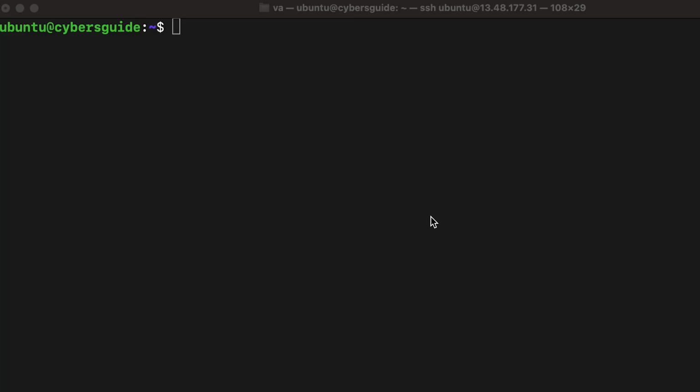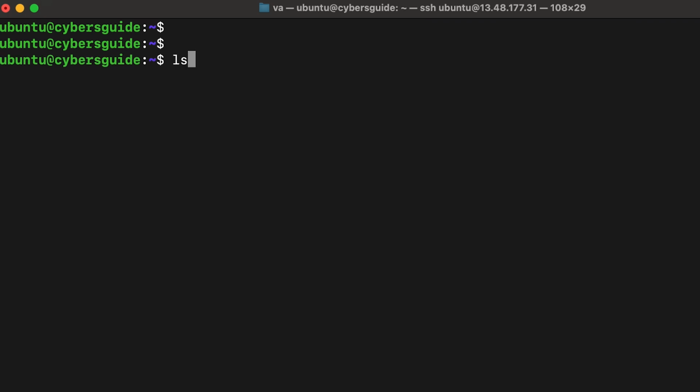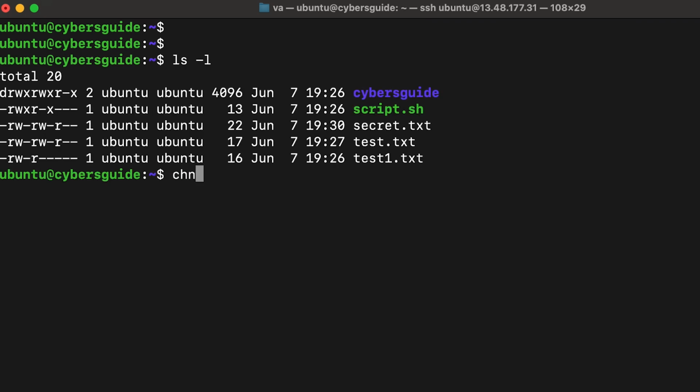The digits are in the range of 0 to 7 for each entity, where 0 means no access and 7 is full access. By adding these digits together, you form the permissions that make up one digit. For instance, 4 plus 2 plus 1 equals 7, meaning read, write, and execute permissions. For example, chmod 755 test.txt grants the owner read, write, and execute permissions, while the group and others receive read and execute permissions.